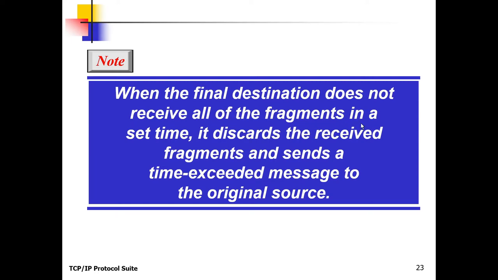When the final destination does not receive all the fragments in a set time, it discards the received fragments and sends the time exceeded message to the original source. We explained that last time. There are two scenarios where time is exceeded. The first is when the time to live decreases to zero, and the packet is discarded. The other scenario, as we explained in the last lecture, is fragmentation. We fragment the packet, let's say, into five parts, and all of them go to the destination. What will happen if one fragment out of the five is lost?